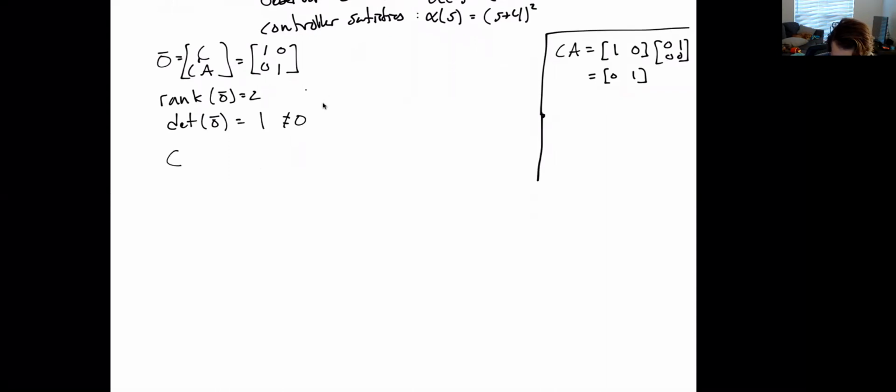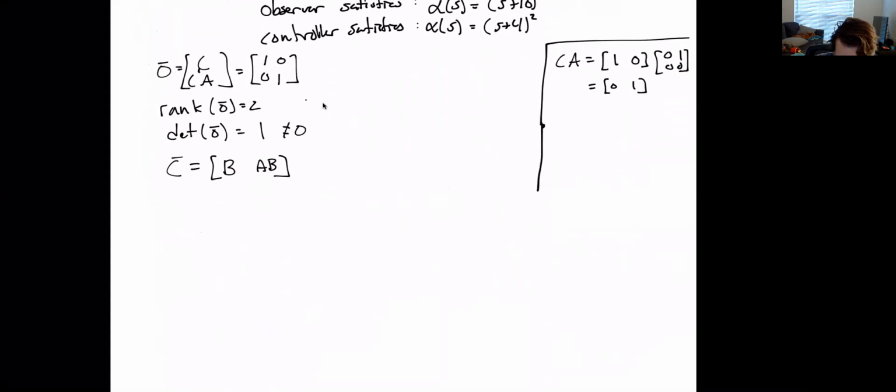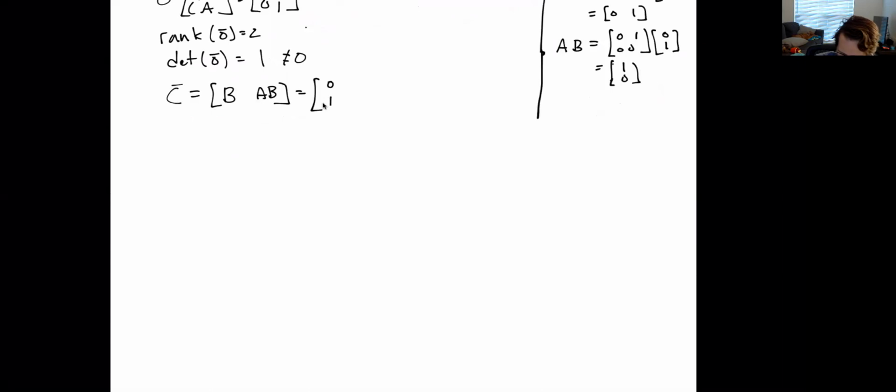Let's look at the controllability matrix, C bar. This is equal to B and then AB. If you come back up to the system, B is equal to a column vector, 0, 1. So this will be equal to 0, 1. And then A times B, let's just go back over here to our side. So we get [0, 1; 0, 0] times B, which is 0, 1. So this is equal to another column vector, where we get 1 and 0.